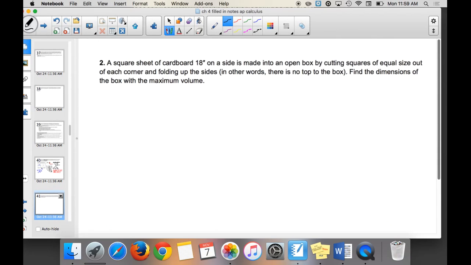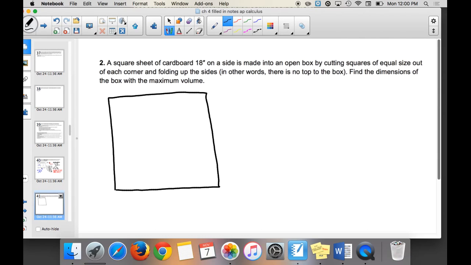All right, next one. A square sheet of cardboard, 18 inches on a side. We've done this before. I even did this in Algebra 2 where I cut it out so you could see this. Do you remember that? It's made into an open box by cutting squares of equal size out of the corners. So when we do that, we have these little fold lines, and we can fold the little flaps up. So when I fold that flap up, I'm creating a little box shape, right? There's no top to the box. That's why we call it an open box. There's no lid. Okay, so find the dimensions of the box with the maximum volume.